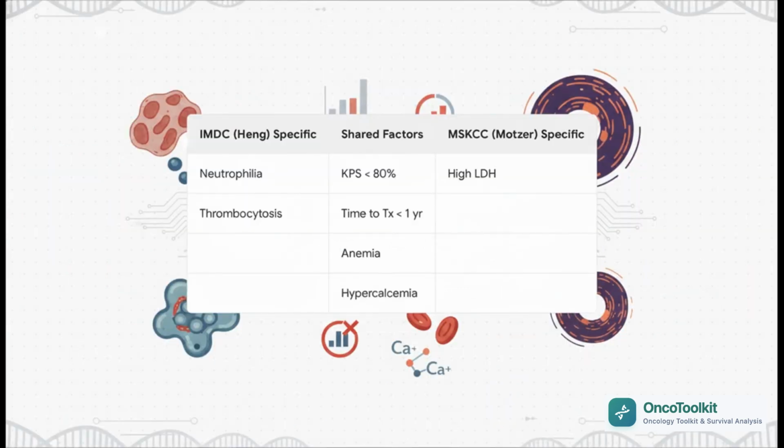So what's the difference between them? Let's just break it down. You can see they share 4 core risk factors that really give you a snapshot of the patient's overall health and how aggressive the disease is. We're looking at a Karnofsky performance status under 80%, less than 1 year from diagnosis to needing treatment, anemia, and hypercalcemia. But the key distinction lies in those other parameters. The modern IMDC score adds in neutrophilia and thrombocytosis, really important inflammatory markers. The older MSKCC score, on the other hand, uses high lactate dehydrogenase, or LDH, as its marker for cell turnover.